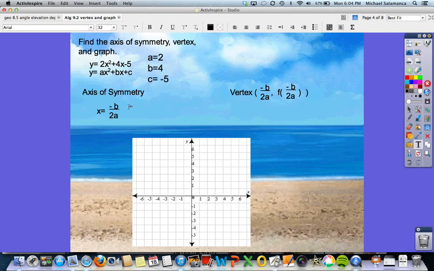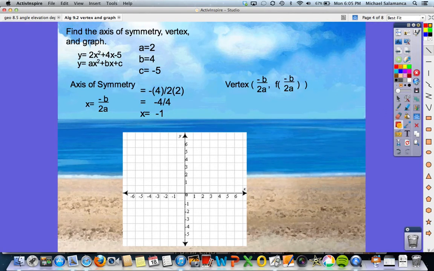So now to find the axis of symmetry, we are going to substitute these values in. So negative b in this case is 4 divided by 2 times a, which is 2. This turns out to be negative 4 divided by 4, or just negative 1. Now, the axis of symmetry is really important. By the way, our axis of symmetry is now x equals negative 1, because it says x equals negative b divided by 2a.